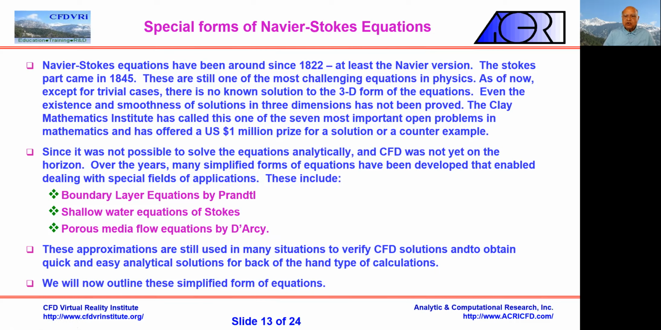They are still one of the most challenging equations in physics. As of now, except for trivial cases, there is no known solution to the 3D form of the equations. Not only the solution, we do not have a proof of existence or smoothness of the solution in 3 dimensions. The Clay Mathematics Institute has called this one of the 7 most open, intractable problems in mathematics, and has offered a prize of $1 million to anybody who either gets a solution or gives an example showing that there is no existence and no smoothness.